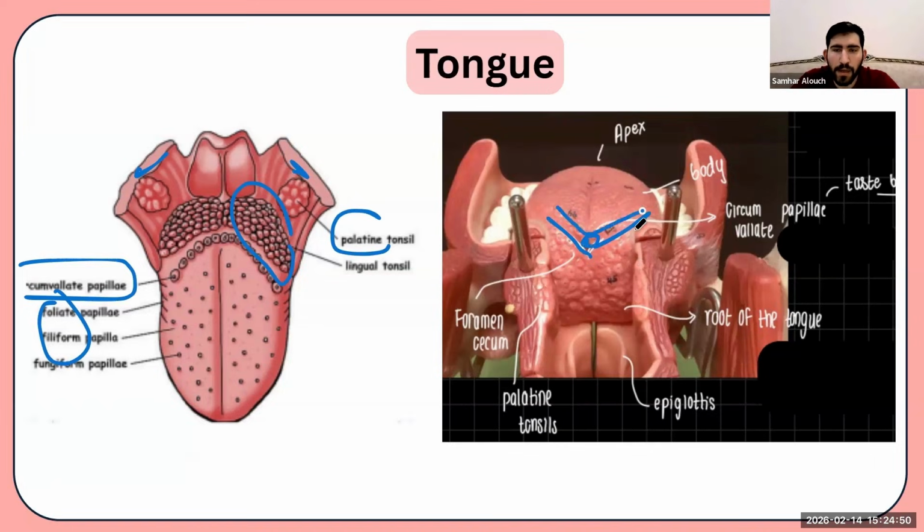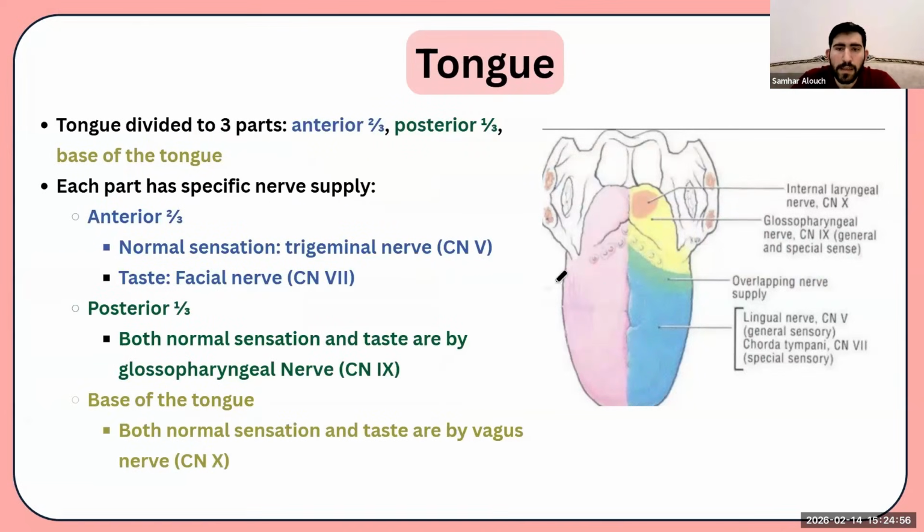We have the circumvallate papillae, and now the tongue, as I said, is divided into anterior 2/3, posterior 1/3, and the base of the tongue, okay? Each one of them has a specific nerve supply, okay? So the tongue has 2 features. First, if you touched your tongue like this, you won't feel a taste, but you will feel the touch, okay? That's the normal sensation of the tongue.